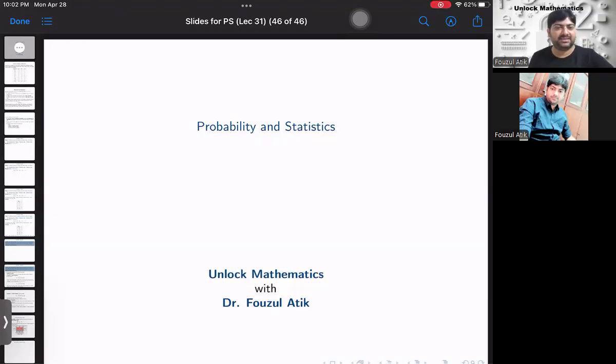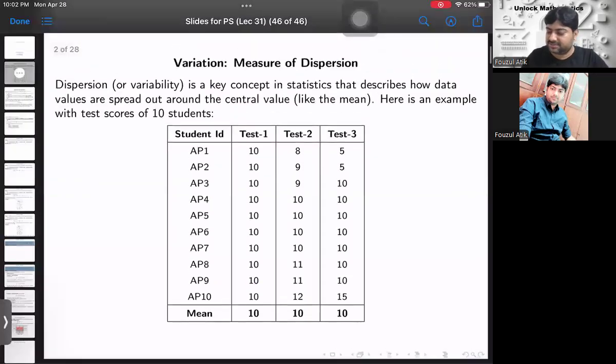So in the previous lectures, we discussed the measures of central tendency, right? We discussed the mean, median, and mode for grouped data and ungrouped data. In today's class, we'll discuss the measures of dispersion, or measures of variation. So what is a measure of dispersion? We'll come to know one by one.